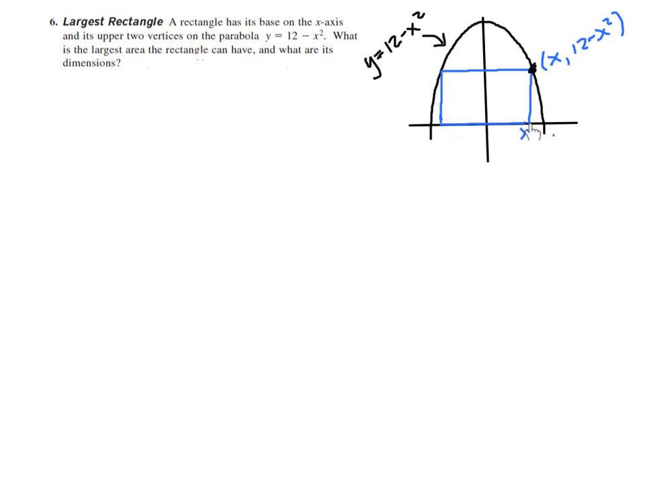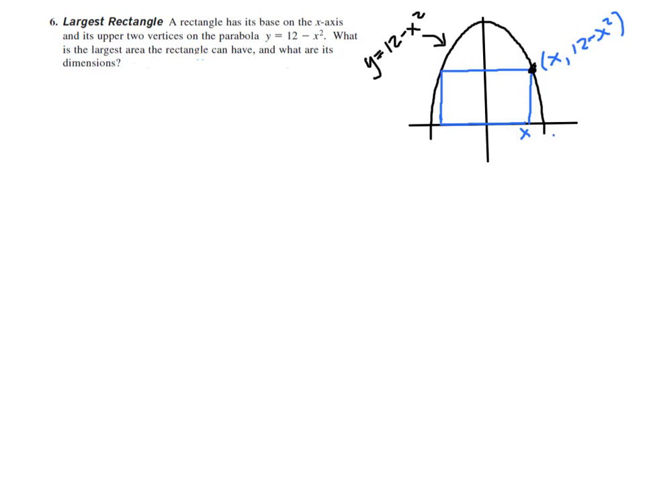Now the height of the rectangle is going to be the y-coordinate of this point on the parabola, because the rectangle and the parabola intersect here. So the ordered pair for this point, where the corner of the rectangle and the parabola intersect, is (x, 12 minus x squared). So that makes the height of this rectangle 12 minus x squared when the base is 2x.